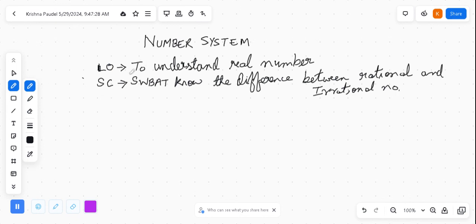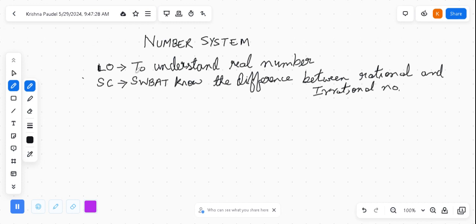As you can see here, I have written the learning objective as to understand real numbers, and the success criteria is that the student will be able to know the difference between rational number and irrational number. So by the end of the topic, we will be able to know the difference between rational and irrational number. So let's start the topic.